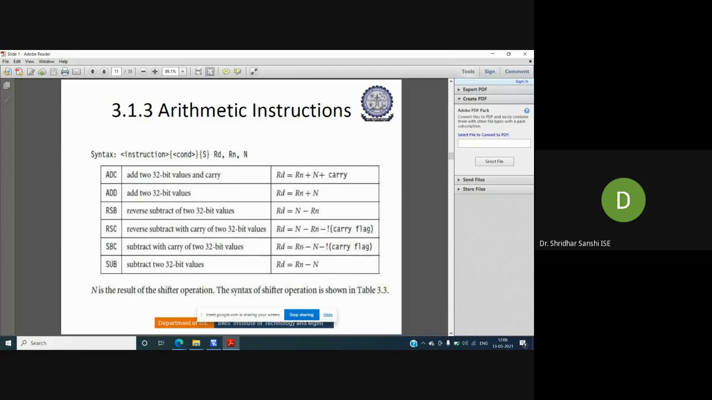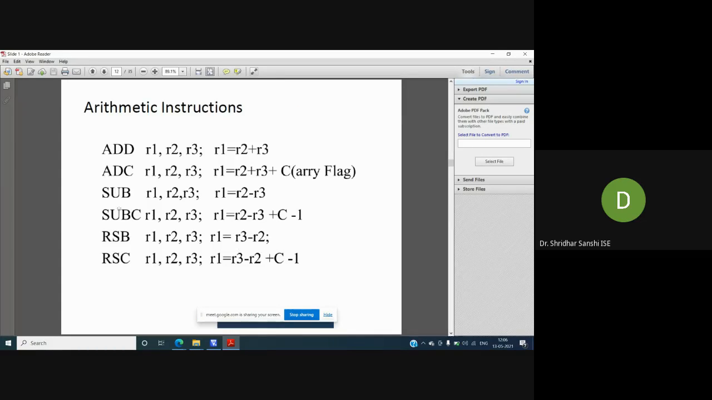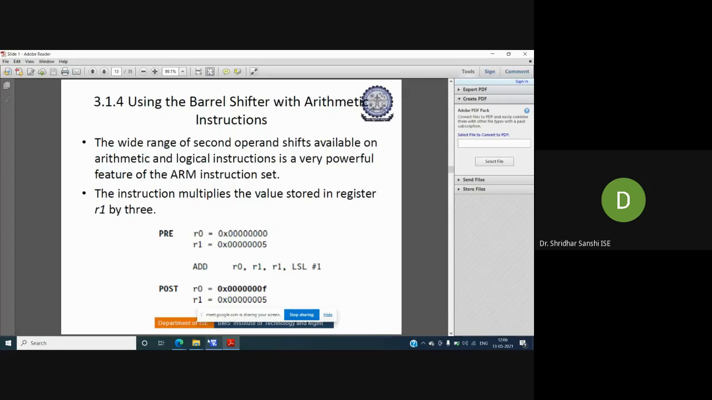Here you can see it is Rn minus the operand minus the carry bit. I think in this figure it is wrong. RSB is a reverse subtraction, so it is the content of the second operand, R3, minus R2. Similarly, reverse subtraction with carry is a subtraction where we negate the carry bit and subtract it. We'll see this with an example.